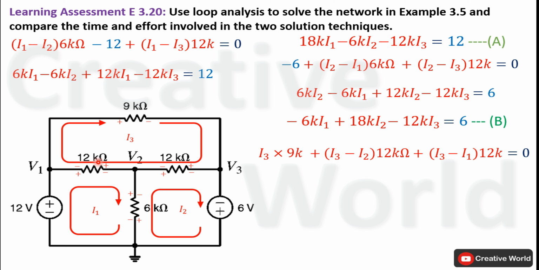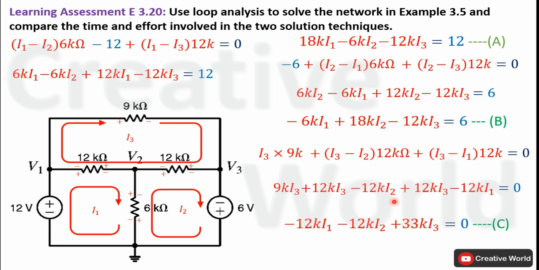Similarly, here I3 minus I1 multiplied by 12 kilo ohm will be equal to voltage across this resistance. Now open these brackets. The equation will become 9k I3, 12k I3 minus 12k I2 plus 12k I3 minus 12k I1. Arrange the equation and add values having same variables together. The equation will become minus 12k I1 minus 12k I2 plus 33k I3 equal to 0, and it is the third equation of this network.